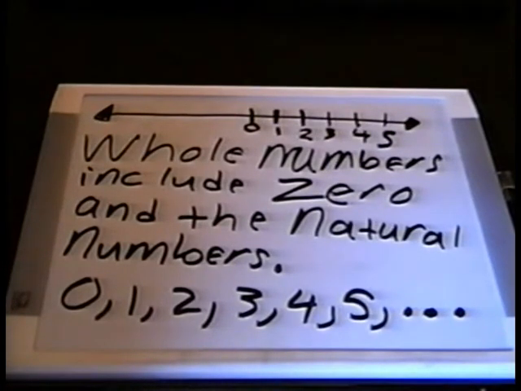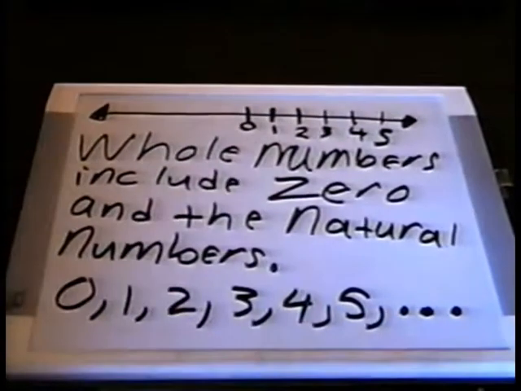Whole numbers include 0 and the natural numbers. So if we count 0, 1, 2, 3, 4, 5, they're called whole numbers.